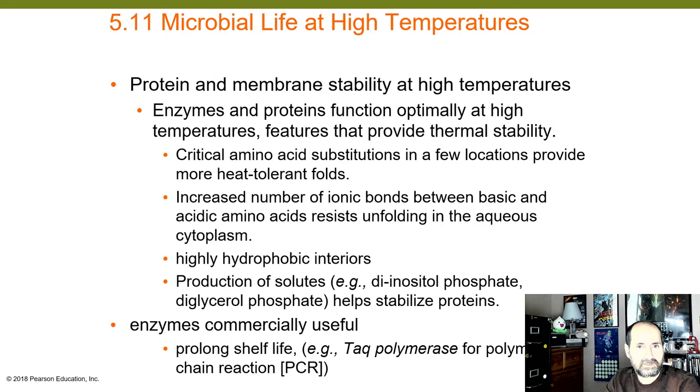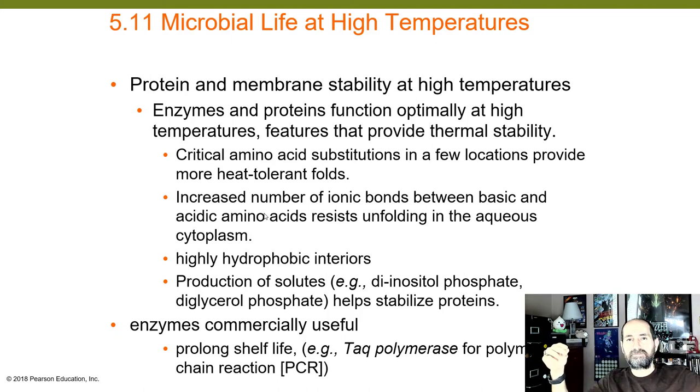Okay. So how are these bacteria growing in the heat? Their proteins and enzymes fold best and function best in the heat. They have critical amino acid substitutions at a few locations, and a lot of times you will see cysteine residues. You remember cysteine amino acids? If two cysteine residues meet, they can form a covalent bond called a disulfide bridge. So you can form more disulfide bridges to prevent the tertiary structure of the protein from unfolding.